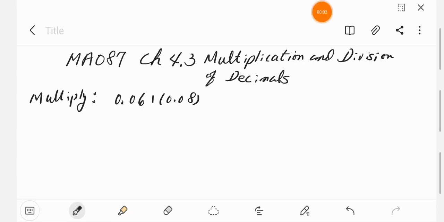Chapter 4.3 Multiplication and Division of Decimals. Okay, let's multiply two decimal numbers like this.